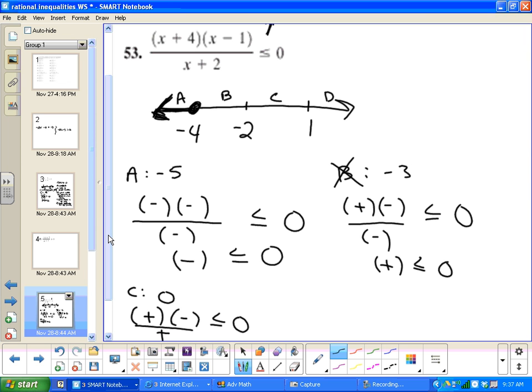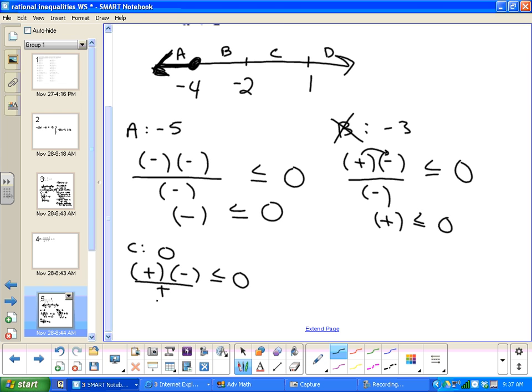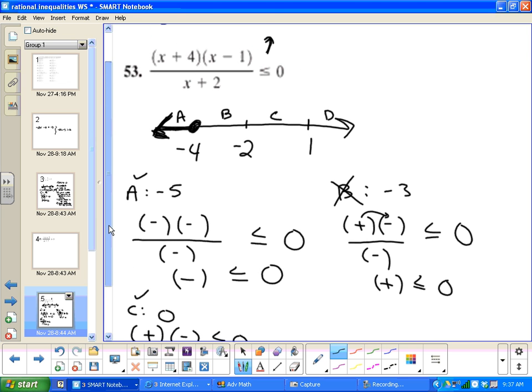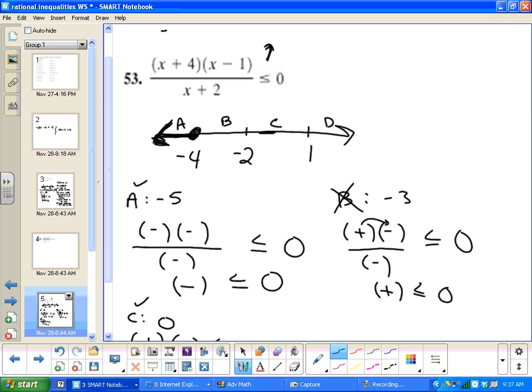Okay, all right, go back. Look, a positive times a negative is a negative, and then a negative divided by a positive is a negative. All right, now y'all see how on part C that this is going to give me a negative right there? Okay, so this would be negative. Now, so is a negative less than or equal to 0? Yes. All right, so we got C and A here in my solutions. All right, so let's color in C.